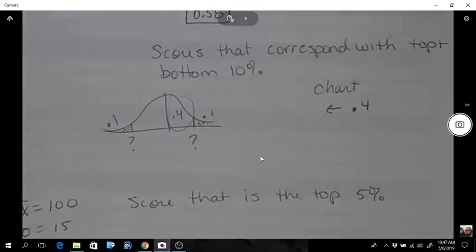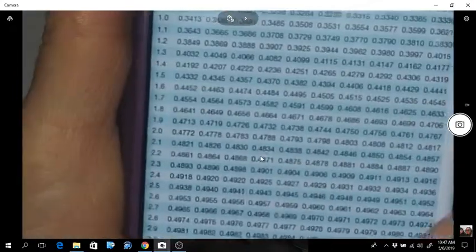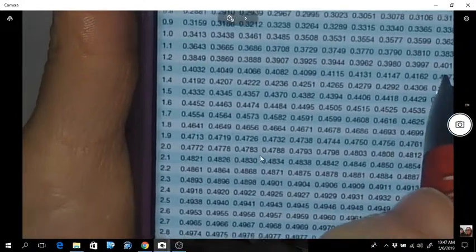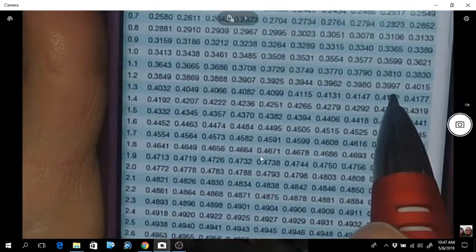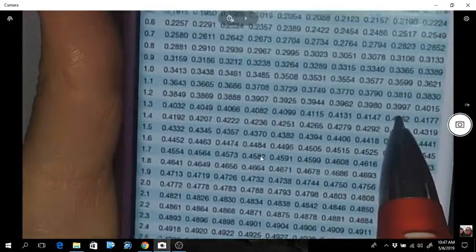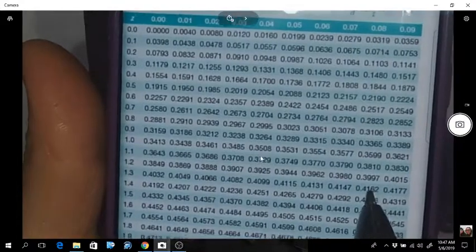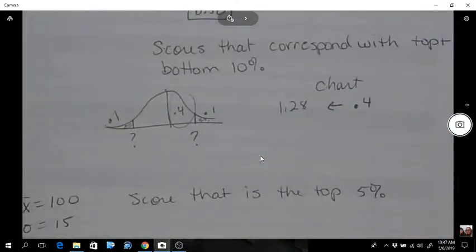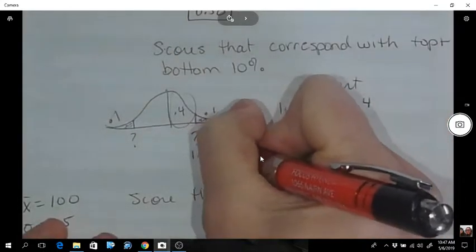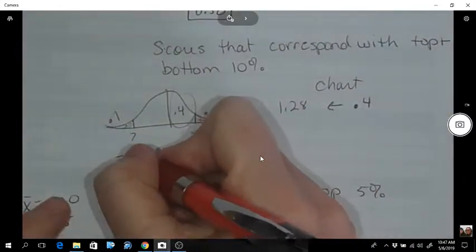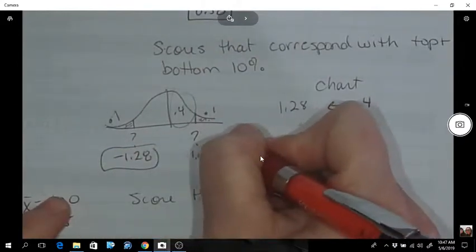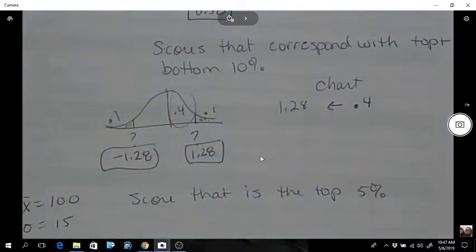Okay, so what can we find that matches up with 0.4? So we're looking in this middle section, and I would say that this one right here, 0.3997, is close. So 1.28. You see that? So the backwards lookup gives us a 1.28. And since this is a 0.1 and this is also a 0.1, they're the same. So then this one would be a negative. So those are the two z-scores that match up.